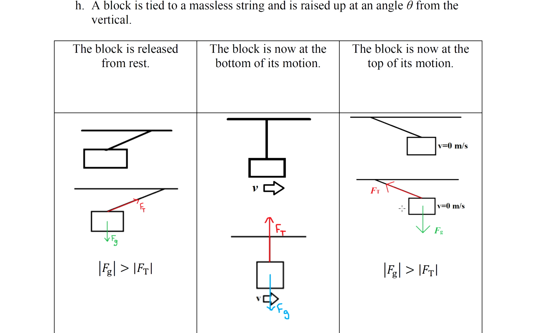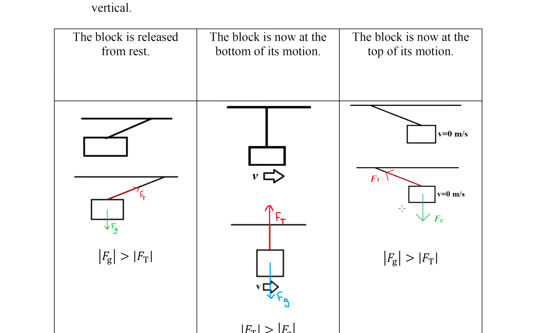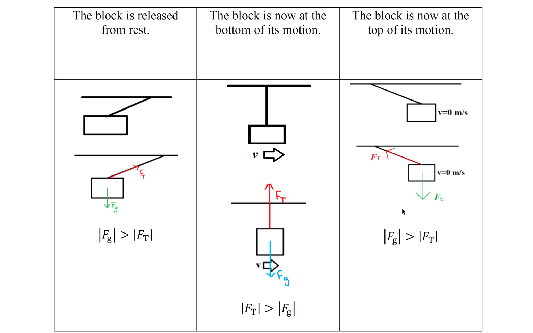The problem in the middle, the block is now at the bottom of its motion. The magnitude of force tension up should be greater than the magnitude of force gravity down, because the block is going to go up one moment later.